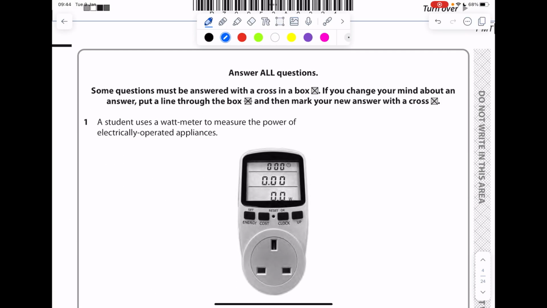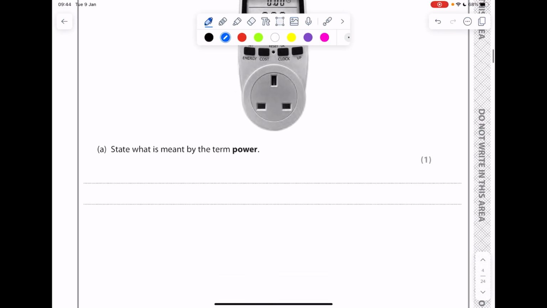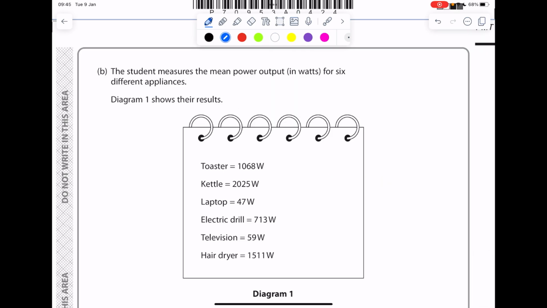A student uses a watt meter to measure the power of an electrically operated appliance. State what is meant by the term power. This is the rate of energy transfer. The student measures mean power output in watts for 6 different appliances.